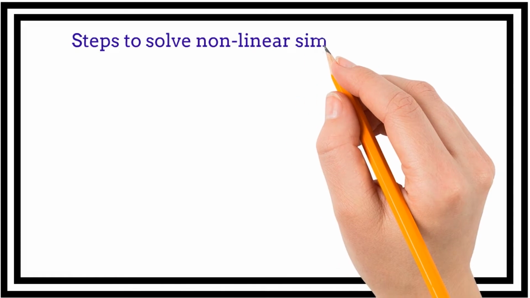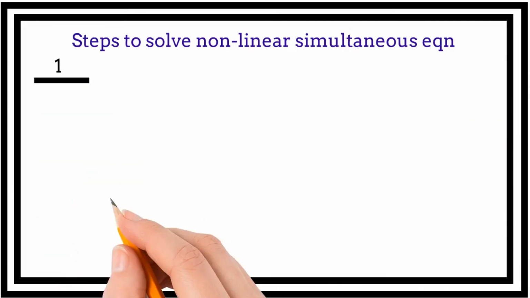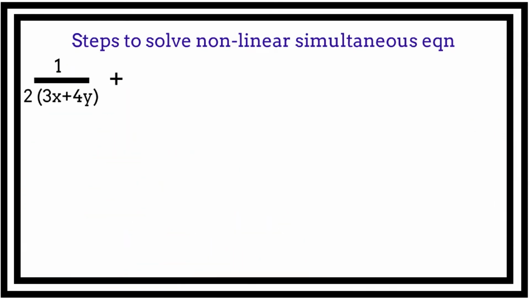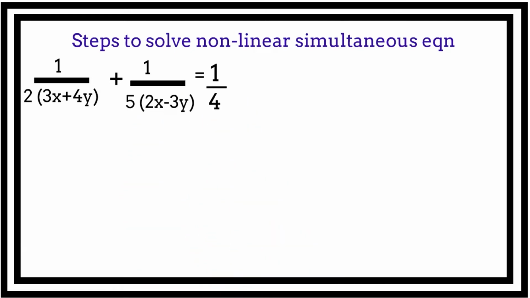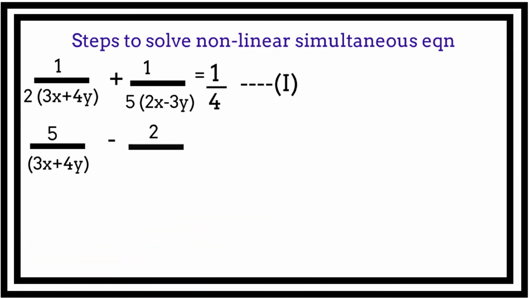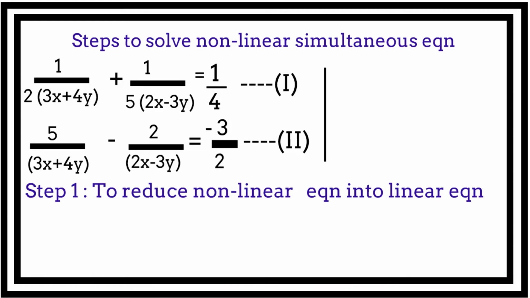Now let's understand how to solve nonlinear simultaneous equations. For that we will take one example. Suppose we have the equations 1 upon 2(3x plus 4y) plus 1 upon 5(2x minus 3y) is equal to 1 by 4, and 5 upon (3x plus 4y) minus 2 upon (2x minus 3y) is equal to minus 3 by 2. So my step 1 will be to reduce the nonlinear equations into linear equations.